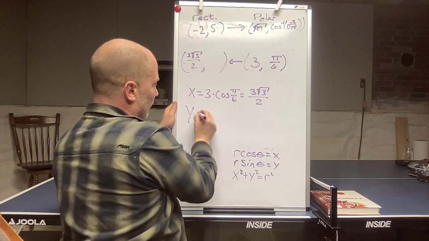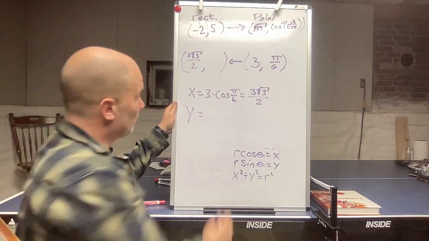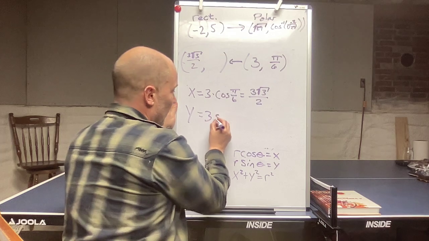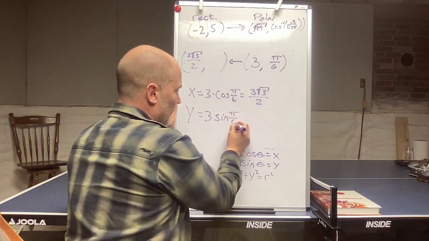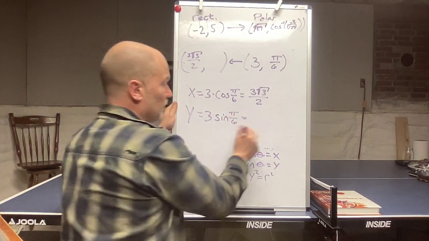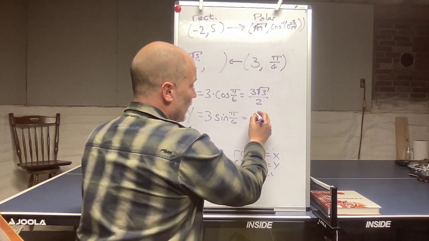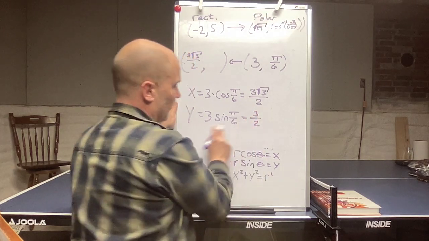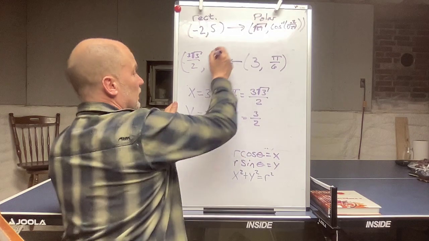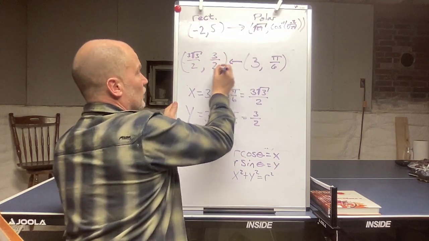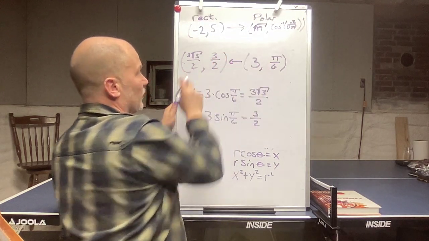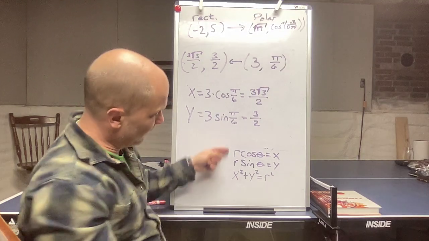And then my y value, I'm going to do the same thing. It's going to be 3 sine pi over 6. And again, I happen to know this one. So it's going to be 3 over 2, because sine of pi over 6 is 1/2. So this is my polar, and I converted it back. We need these 3 formulas.